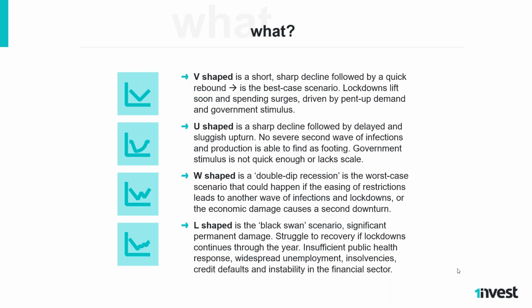And lastly, we have the L shape, which is what's generally labeled as the black swan event, which is basically a rare event, or an event that hasn't occurred previously. And this is where there's been permanent damage to an economy due to significant or long periods of lockdown. This is where the impact spreads throughout our financial sector. We start seeing a lot of credit defaults in the market. And the economy takes a very, very long time to get back up again.